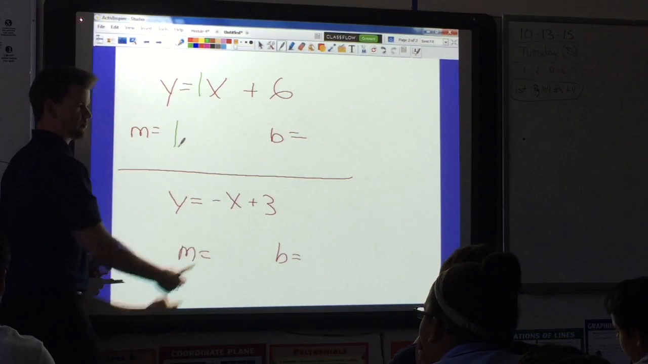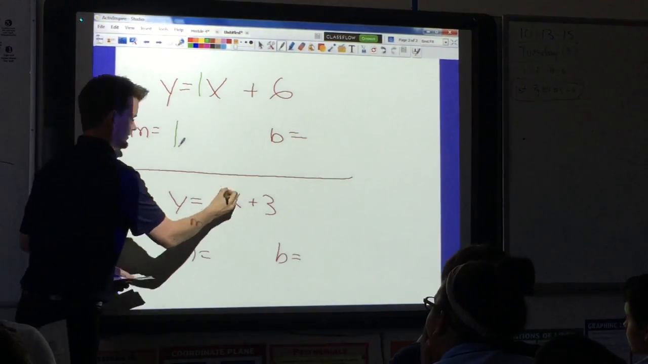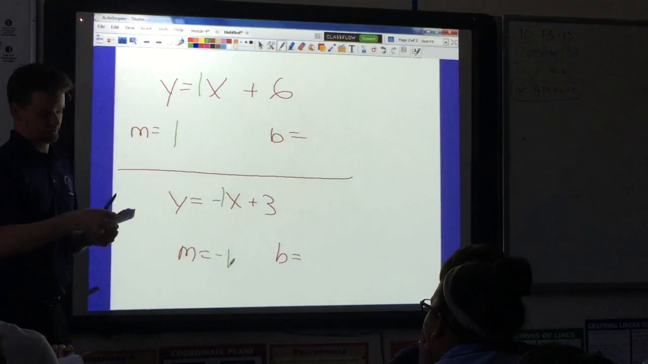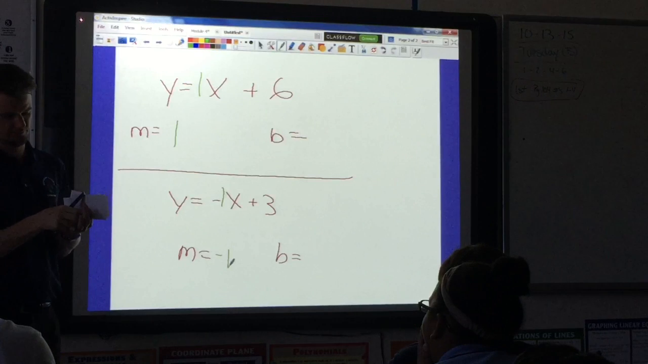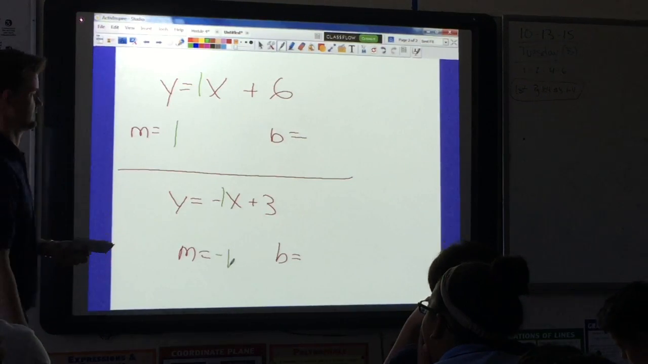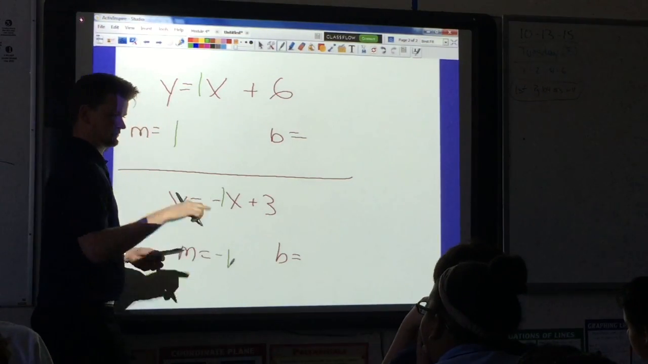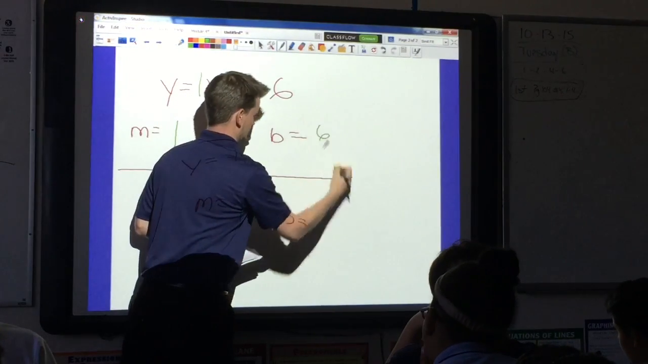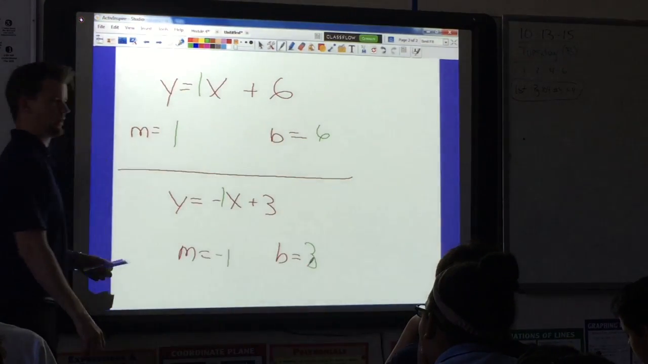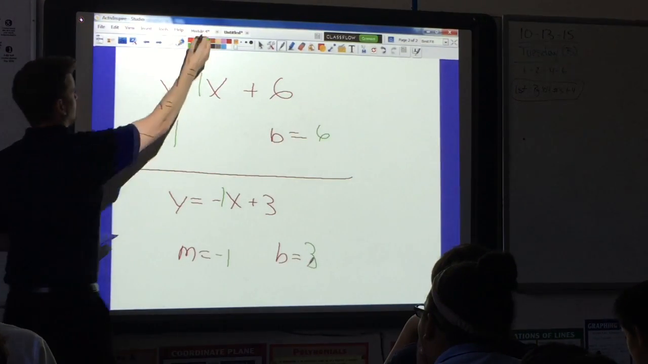But what if I have a negative x? What would my slope be? -1. Negative 1. So this is negative 1. Christopher, I'll give you a tick in a second. Ali, give me the y-intercepts for both. Positive 6 and positive 3. Any questions on any of this? All right, let's prove it.